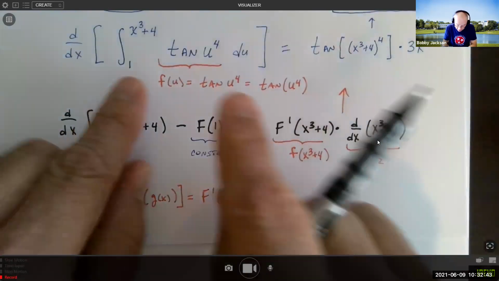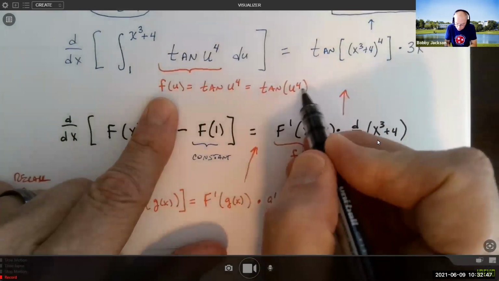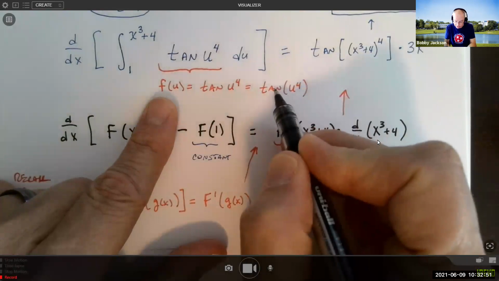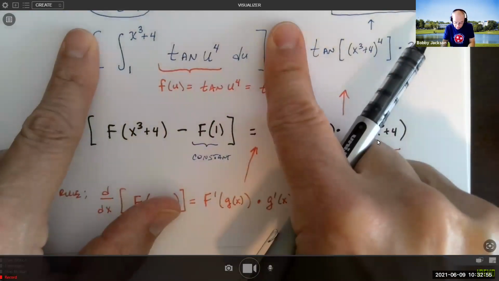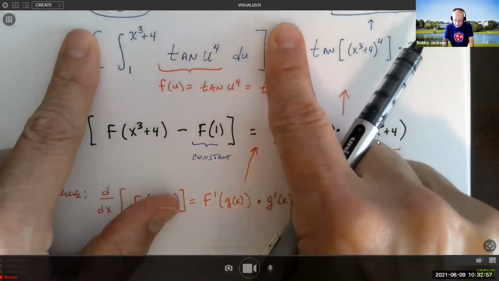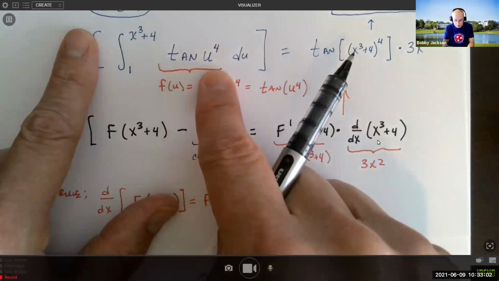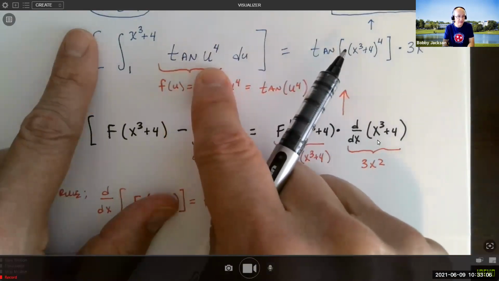And so the f of u is tangent of u to the 4th. Be careful, that's tangent of quantity u to the 4th. So you're taking u to the 4th power first, and then taking that output and plugging it into the tangent function. Right. So what is this by the fundamental theorem of calculus part 1? Well, it's going to be the antiderivative of tangent u to the 4th. Well, what is that? Well, I don't know. Okay, good luck finding that. It's not easy to do. It's not something that we can find easily.